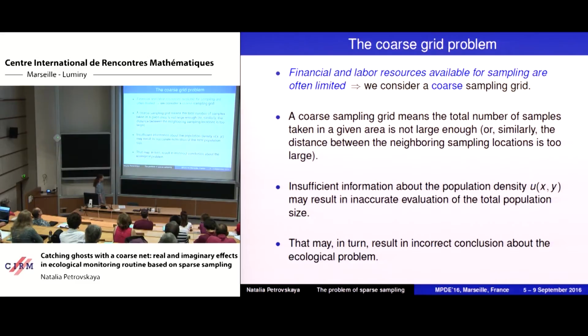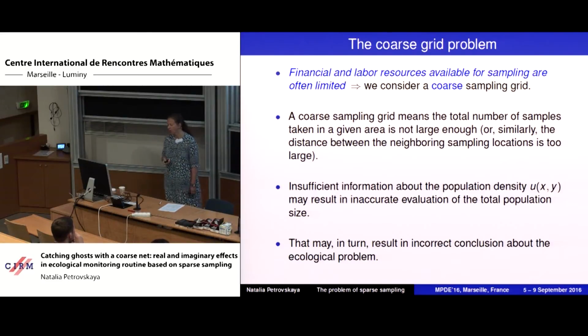For many serious reasons, our resources are limited, and we therefore have to deal with what we call a coarse sampling grid. Loosely speaking, this means that either we don't have a sufficiently large number of samples, or from a geometric viewpoint, the distance between neighboring sampling locations is too large. What do we mean by too large or not large enough? This is actually a very big and challenging question, and I'm going to discuss it a bit later on.